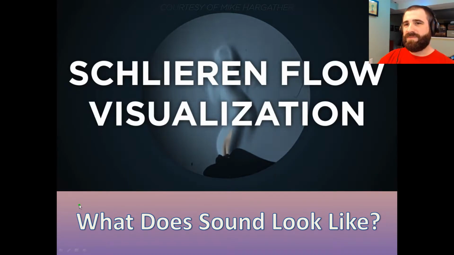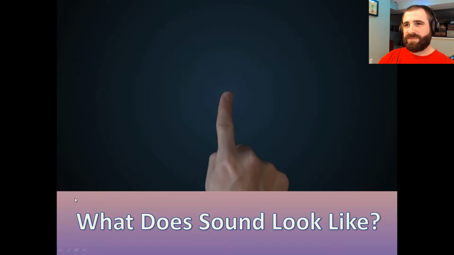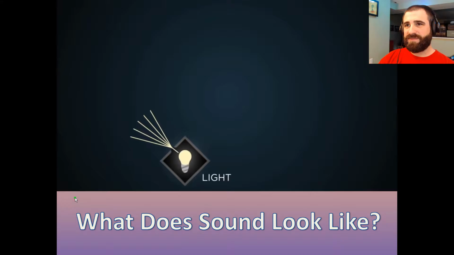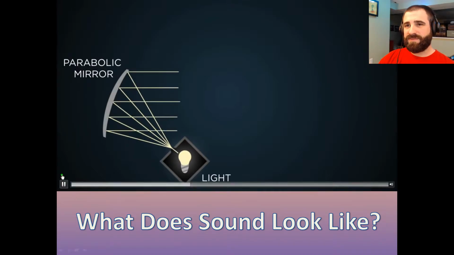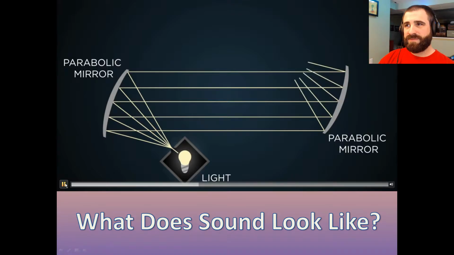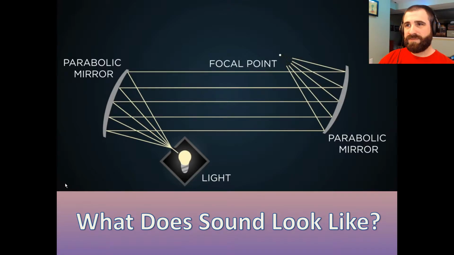Schlieren flow visualization. Here's how it works. You start off with a light shining through a single slit. If you reflect that light off a parabolic mirror, all the rays become parallel, and then you can use another parabolic mirror to refocus the light down to a single focal point, and then in through the lens of a camera to make a picture.